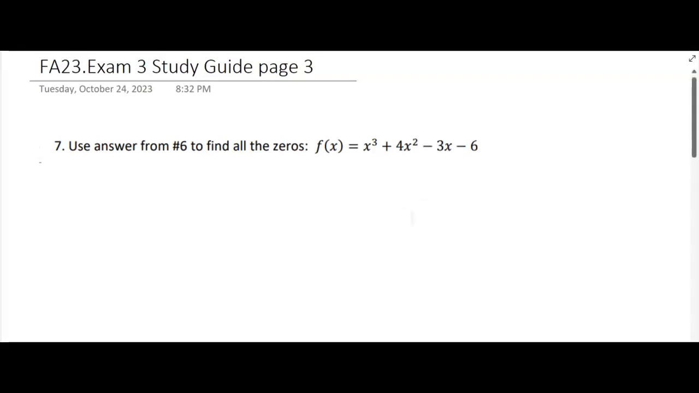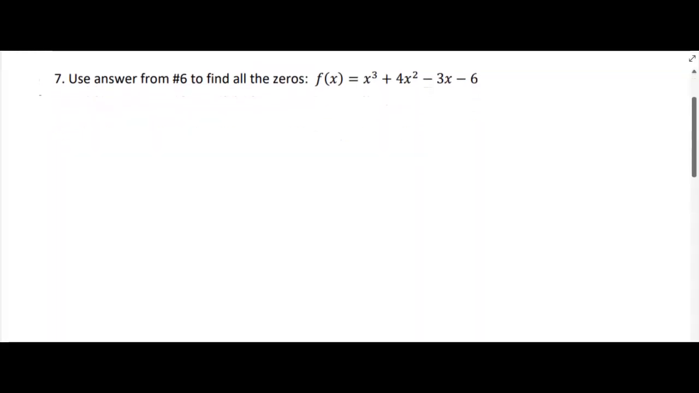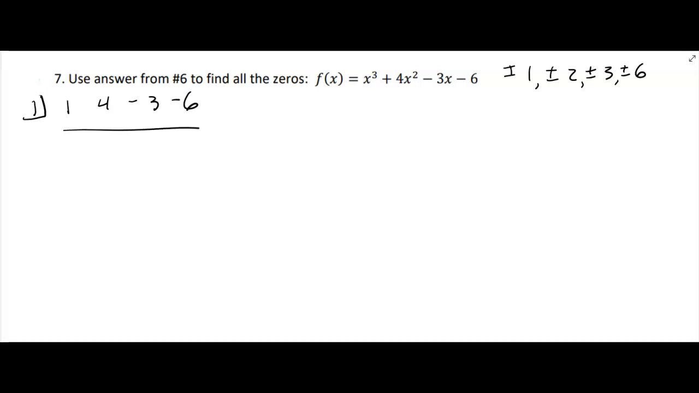Okay, page 3 then. So we're going to use our answers from number 6, that the possible zeros are plus or minus 1, plus or minus 2, plus or minus 3, plus or minus 6. So there are 8 that could be a 0. I always try 1 first, and a lot of times I get lucky, and 1 will work. So I'm going to divide synthetically. 1, 4, -3, -6. If it works, great. Then I'll have it knocked down to a quadratic, and I can either factor it or use the quadratic formula.